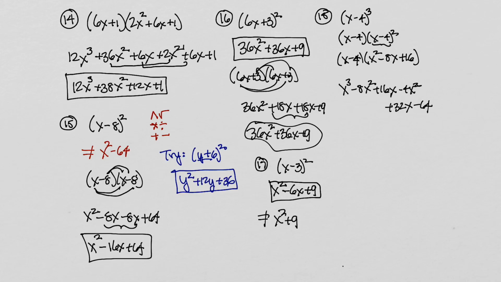So let's combine terms. There's only one of those x cubes, but the squareds, we've got negative 8 of them here, and we're going to subtract 4. So it's minus 12x squared, and then 16x's and 32x's is 48x's, and then just that minus 64 out here. That should be it.